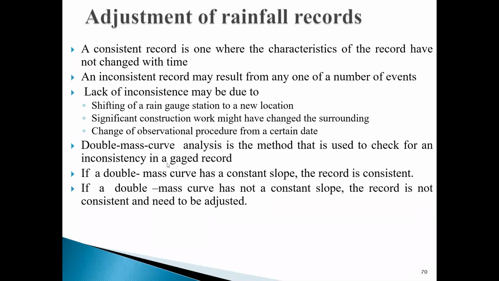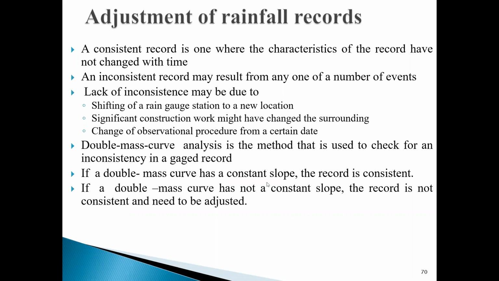So if there is any change in the record of rainfall values at a particular gauge, the double mass curve analysis will be helpful in order to identify in which station there is a change in the trend in the rainfall record. If a double mass curve has a constant slope, then the record is consistent. That means if you have a straight line, there is no problem. There is consistency in the rainfall record at all these stations.